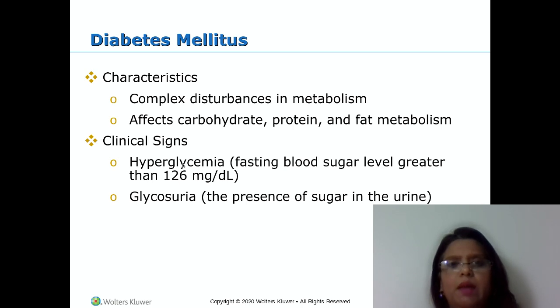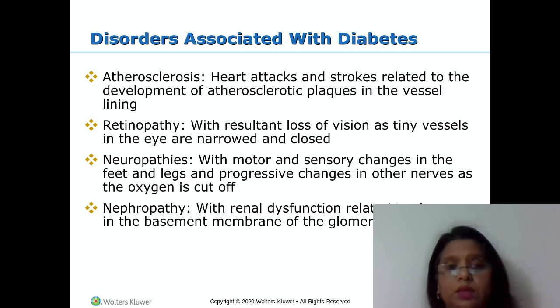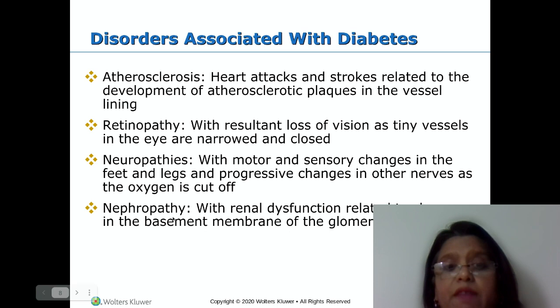Clinical signs. Hyperglycemia, blood sugar levels greater than 126. Fasting blood sugar higher than 126. That's a high level. Glucosuria means glucose in the urine, right? Generally not present. And if a person has a very high amount of blood sugar, they might have really bad vision. It's called retinopathy. Nerves, they might have problems in their nerve cells, and difficulty in oxygen carrying capacity. That's called neuropathies. And nephropathy, they develop bad kidneys.